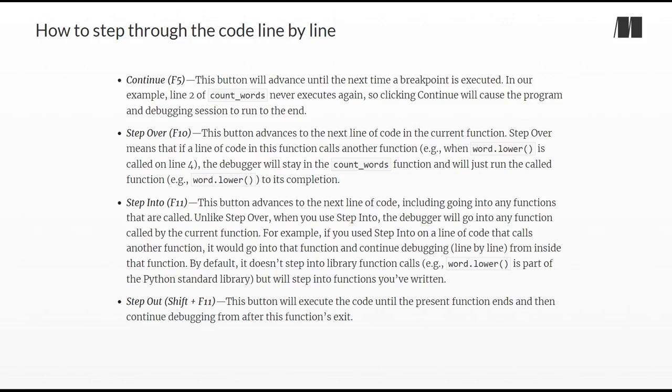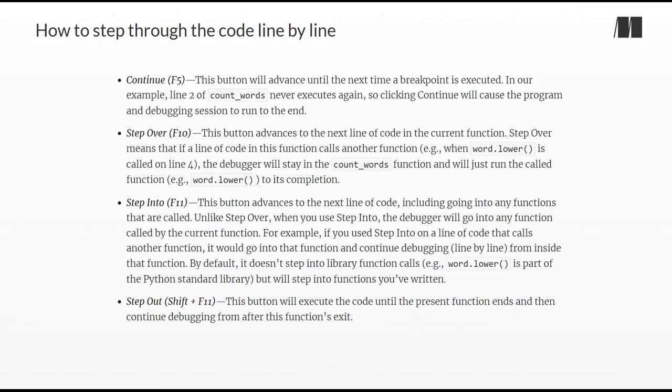Step over, F10. This button advances to the next line of code in the current function. Step over means that if a line of code in this function calls another function, for example, when word.lower is called on line 4, the debugger will stay in the countWords function and will just run the called function, for example, word.lower, to its completion.